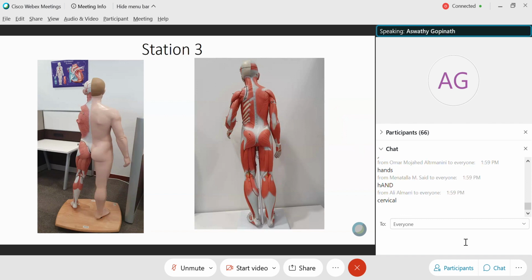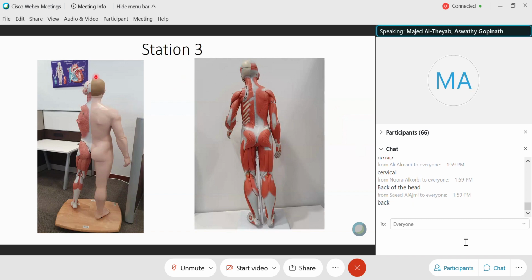Sorry, doctor. Now, what is the occipital region? That's the back of the head. Very good. So the back of the head, can you see the back of the head? You call it as the occipital region.